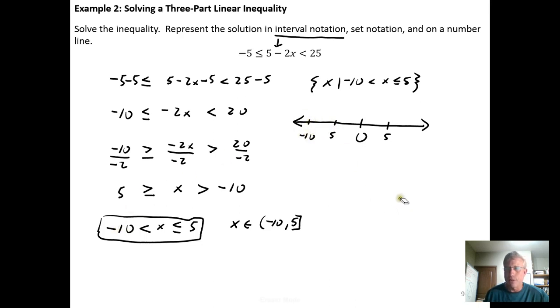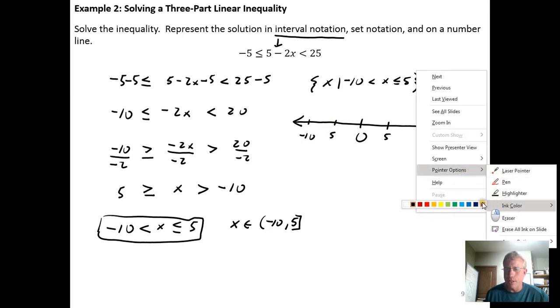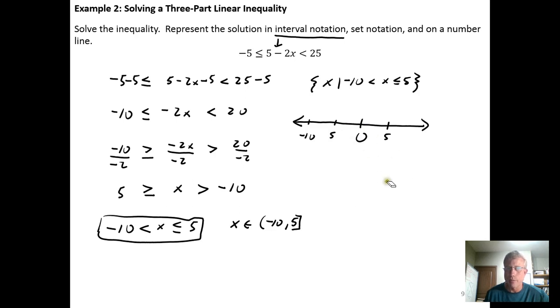Negative 10 isn't included. Let me go in here, pointer options, ink color, change to a color other than black. So at negative 10, I would put an open circle or an open parenthesis to show that the negative 10, although it's a boundary point, it's not included. And I would run all the way over to the 5 with a solid dot to show the 5 can be equal to x, or a square bracket facing this way, and then you draw your line segment connecting those. So it looked like one of these two things on the number line.